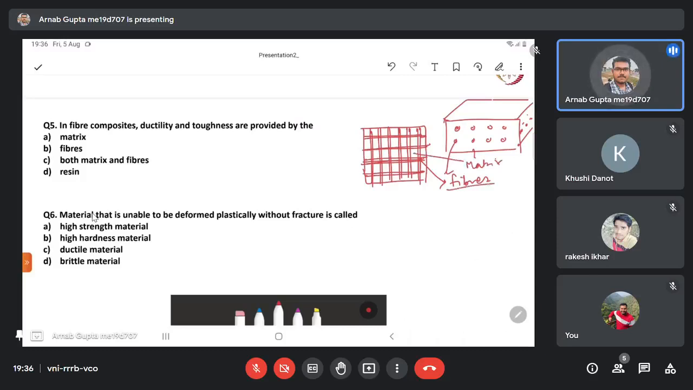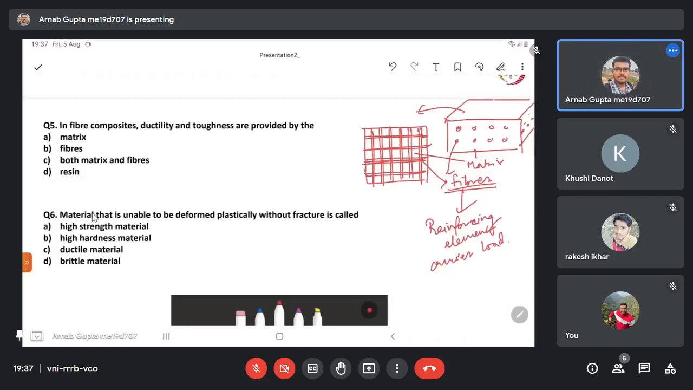So what is the role of fibers? Anyone? Fiber carries the load, sir. Yes. So it is the reinforcing element. It carries load. Correct. And what is the purpose of the matrix? What does it do? Matrix provides ductility and toughness.